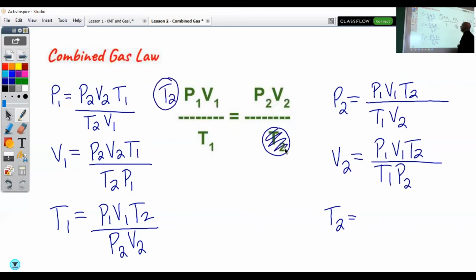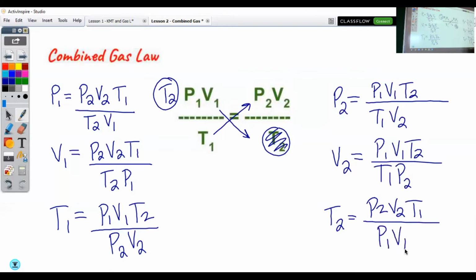So that gets rid of it down here. Now we need to move these other 3 variables away. So temperature 1 is going to go up to the bottom. Pressure 1 and volume 1 are going to slide down to the lower right side. So we have pressure 2, volume 2, temperature 1, all of that over pressure 1, volume 1.